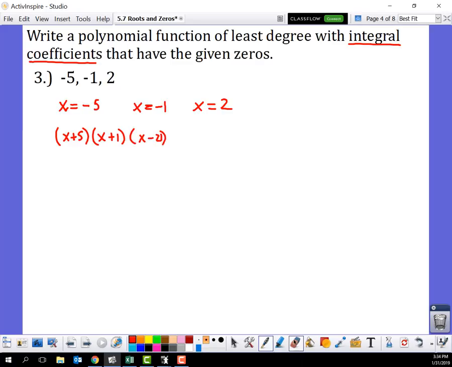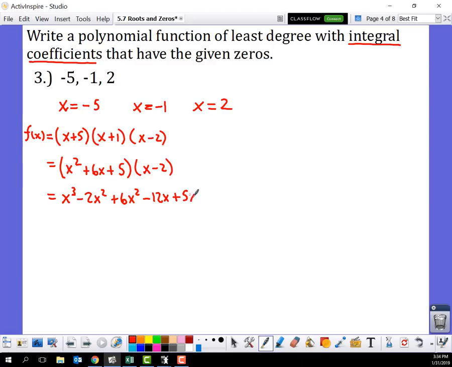So then this problem simply turns into a multiplication problem where you apply the distributive property. Let's call this f of x. Now when I do this, I'm going to multiply two at a time. So I'm going to do the first two, and I get x squared plus 5x plus 1x is plus 6x plus 5 times x minus 2. Now that I have a trinomial times a binomial, there's a lot of ways that you can do that. So there are your six terms: 1, 2, 3, 4, 5, 6.